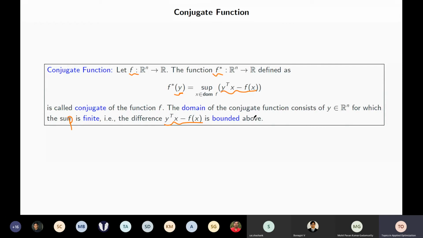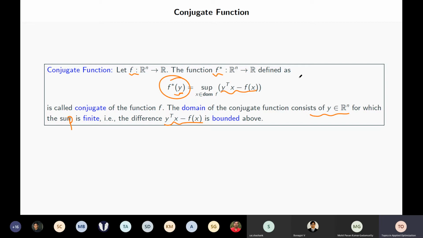So f star of y is the supremum over x in the domain of f of y transpose x minus f of x, and the domain of the conjugate function consists of all y in R^n for which the supremum is finite. The thing to keep in mind is that f star is defined like this, but we have to properly define the domain. It should only consist of those y for which this is bounded, for which the supremum is finite. In other words, the difference y transpose x minus f of x is bounded.